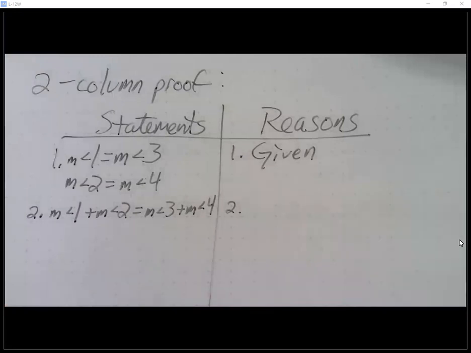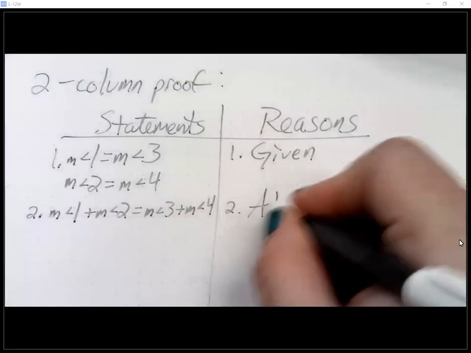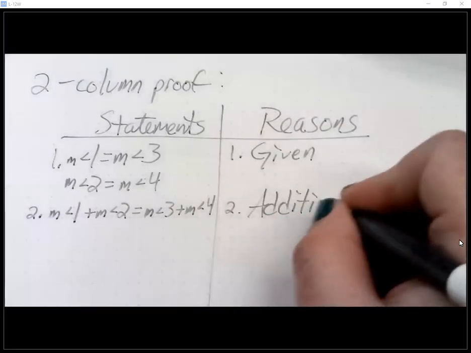Do you see that? Okay, you're eventually going to get really good at these, I promise. So we would just say addition. You don't want to write out property of equality every time because that's so much. Just write POE.